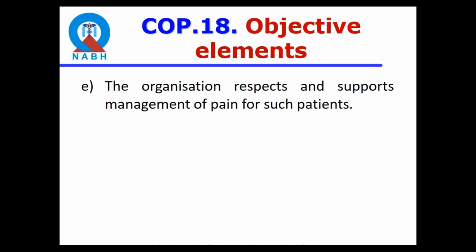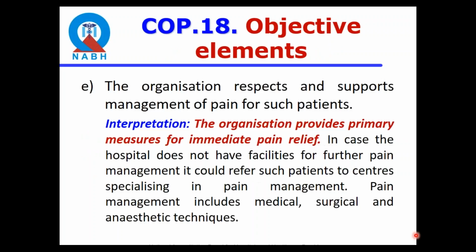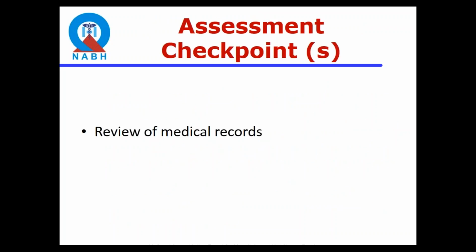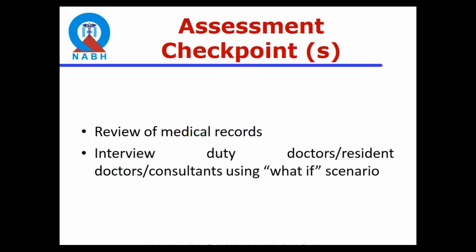Again, there is one new sentence in the interpretation: it provides primary measures for immediate pain relief, because again, the 4th edition is trying to make this loop close and put in effectiveness measures. And again, it's the review of medical records or the interview of duty doctors or resident doctors.